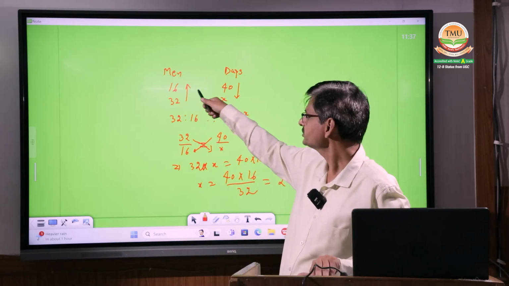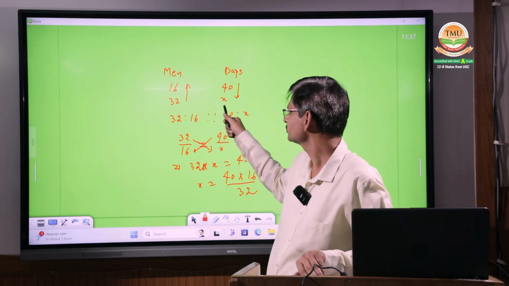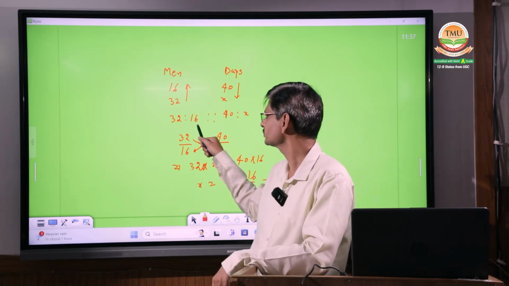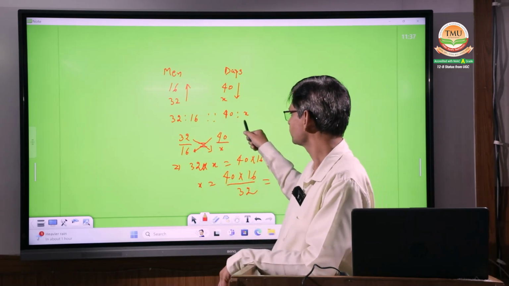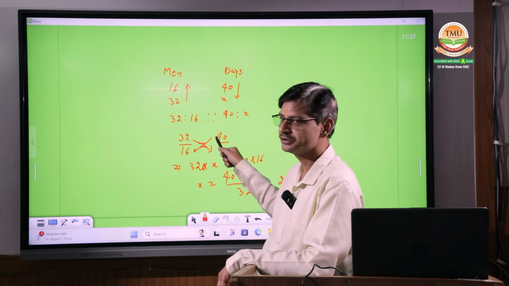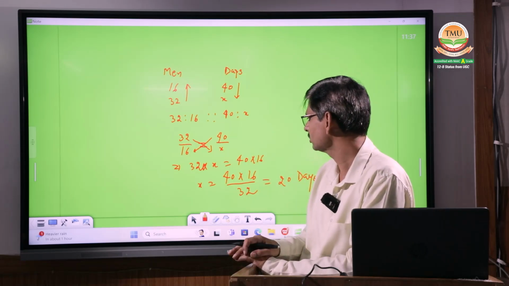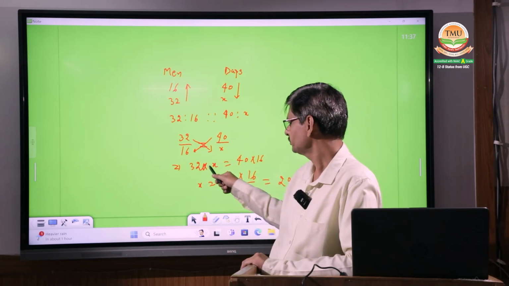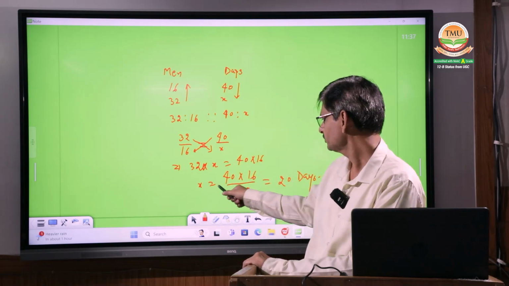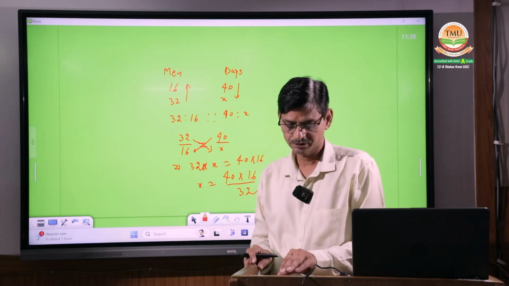Here is men and days. 16 men can do the work in 40 days, and 32 men, suppose, in x days, here is in opposite direction. So this will be 32 is to 16, proportion 40 is to x. This will be written as 32 upon 16 is equal to 40 upon x. This can be solved by cross multiplication. That is 32 into x is equal to 40 into 16. And now x will be 40 into 16 upon 32. This will be 20 days.